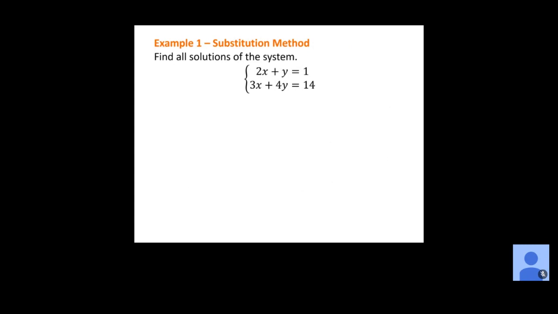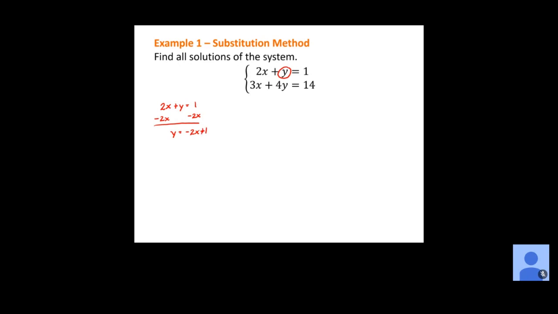All right, so example 1, we want to find all solutions of this system. We're going to use the substitution method that we just talked about. Again, the first step is to take one of your equations and solve for one of your variables. If I look at these two equations, the easiest variable to solve for is this y right here, because it's just a y to the first power and has a coefficient of 1 already. So I'm going to take the equation 2x plus y equals 1 and solve for y. I'm just going to subtract 2x from both sides, and that gives us y equals negative 2x plus 1.